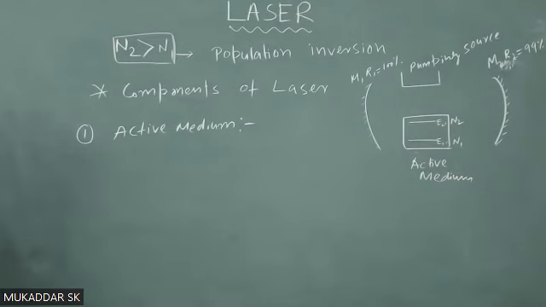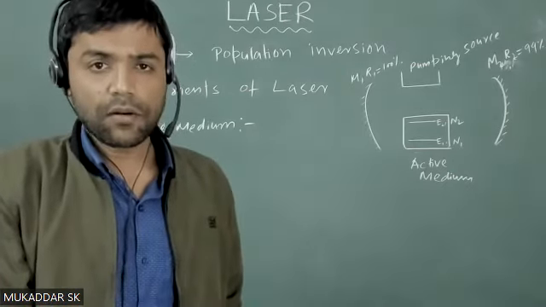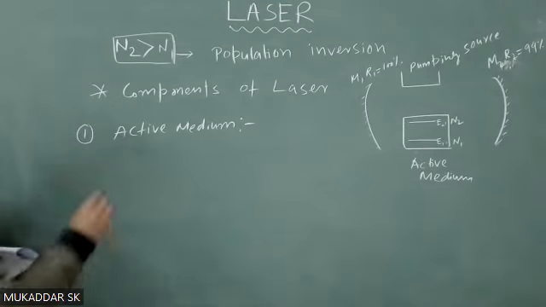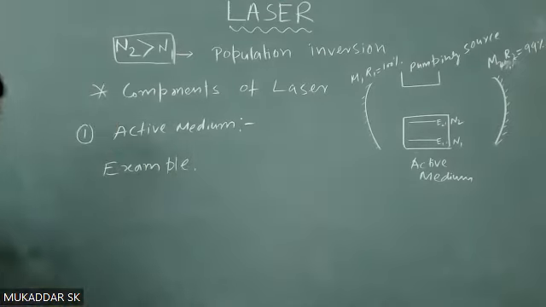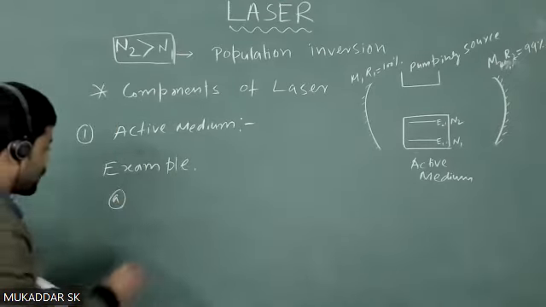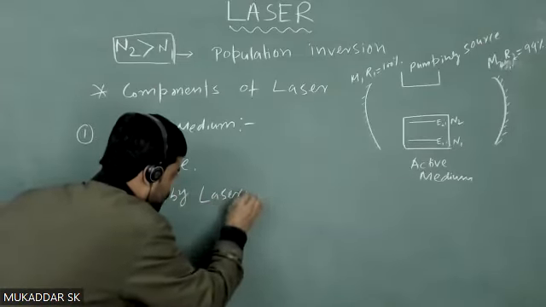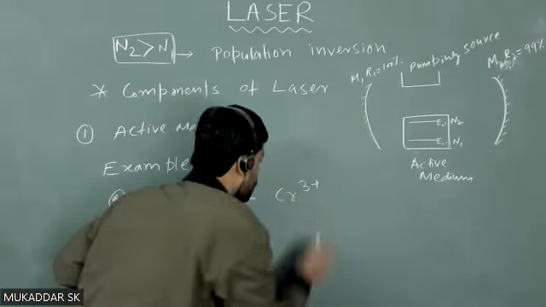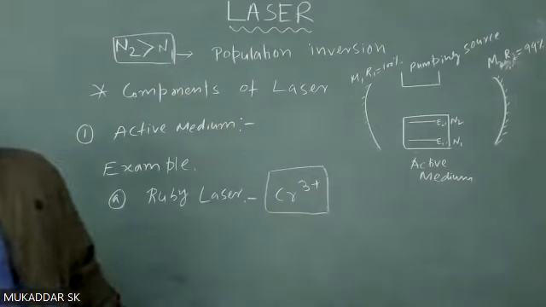Further, you can mention that active medium can be solid or liquid or gas. It can be solid or it can be liquid or it can be gas. Okay. For example, example A, you have a ruby laser. In ruby laser, the active medium is nothing but chromium 3+ ions. So in ruby laser, chromium 3+ ions basically act as the active medium.